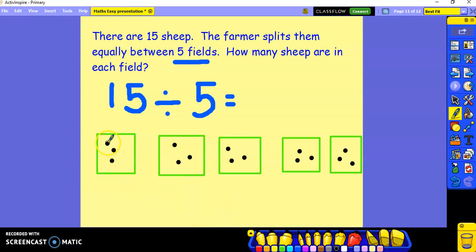So 15 divided by 5. Well, I can see 3 there, 3 there, 3 there, 3 there, and 3 there. So it's equally shared into groups of 3. So 15 divided by 5 equals 3.